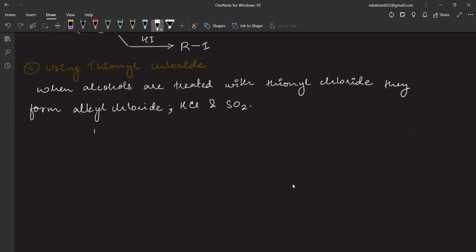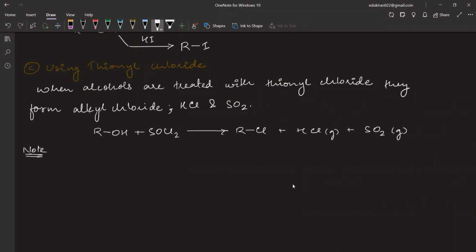Okay, so what will be the reaction? We have ROH plus SOCl2 giving RCl plus HCl gas plus SO2, sulfur dioxide. Thionyl chloride is SOCl2. Both of these are gases. Okay, then write a note.